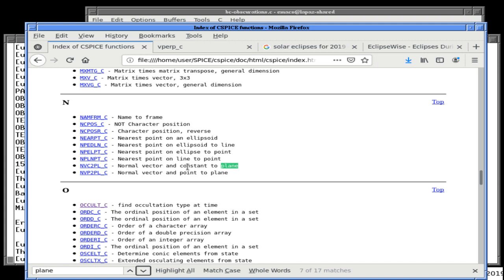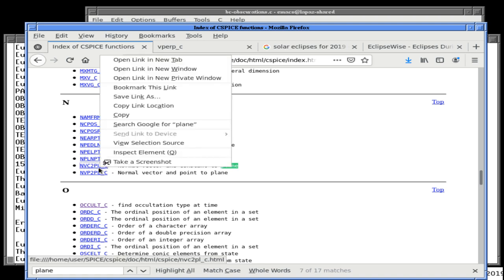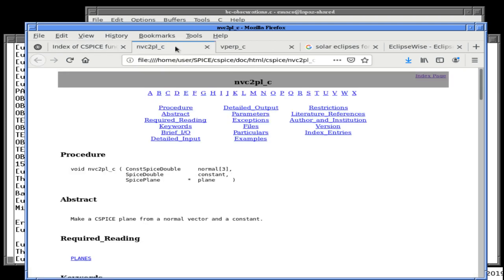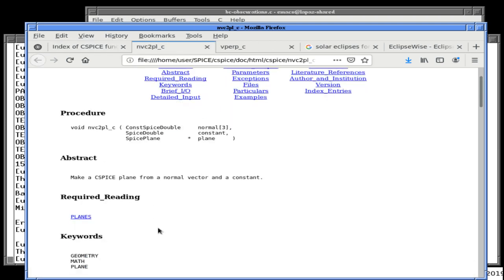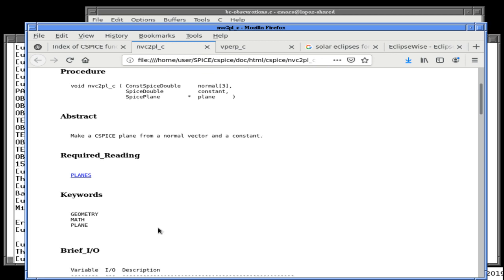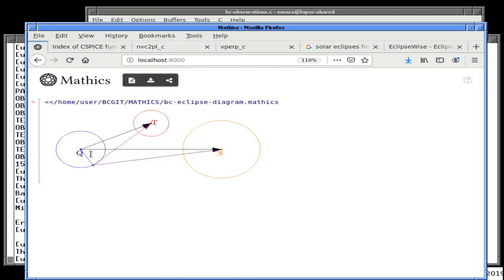So we're going to use a point, and the normal vector is going to be the vector pointing towards the sun. Make a CSPICE plane from a normal vector and a constant. So the normal vector, this one here, Q to S, is the normal vector, and the point is going to be the center point of Q, which I guess for us will just be the origin.